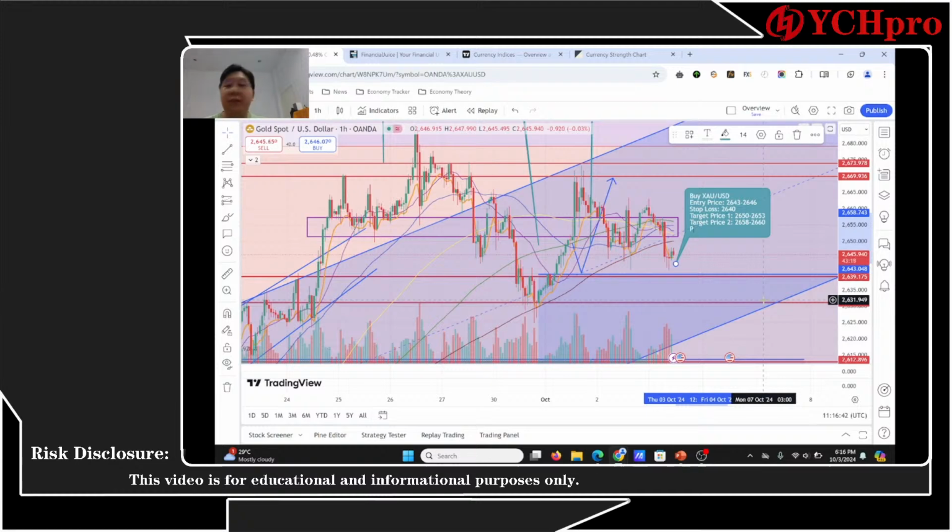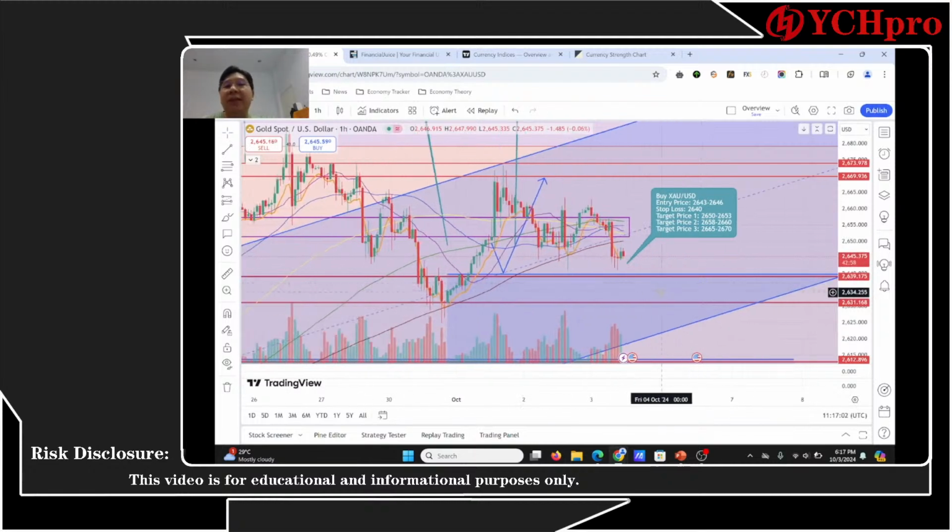And the biggest possibility of this third price target could be reaching around 2665 towards 2670. So that will be our first signal for tonight.